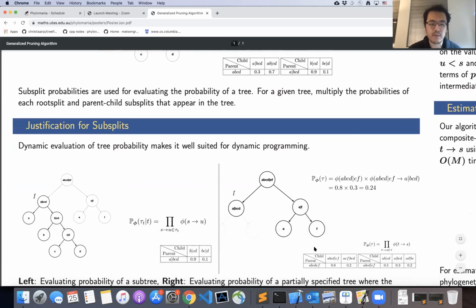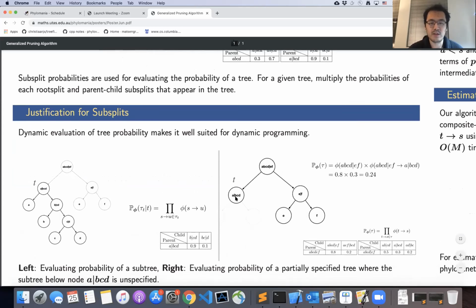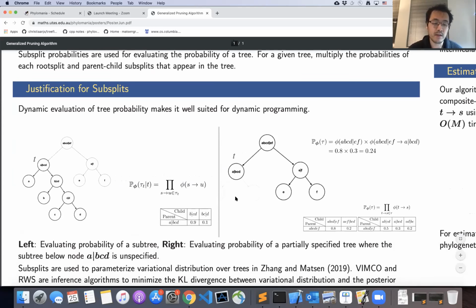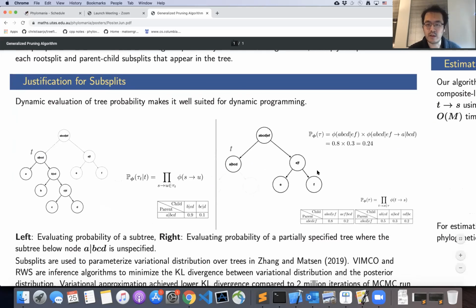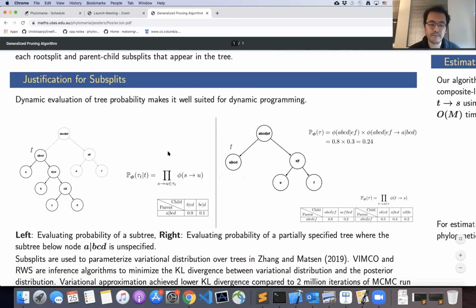So this subsplit representation is nice also for dynamic evaluation of tree probability, which we use in generalized pruning algorithm. You can easily compute the probability of a subtree, which is just by multiplying the probabilities of the parent-child subsplits that show up in the tree. And you can also evaluate the probability of partially specified trees. So here we have a tree where what happens below this node here is not really specified. And we can evaluate this tree probability the same way we did for the full tree.